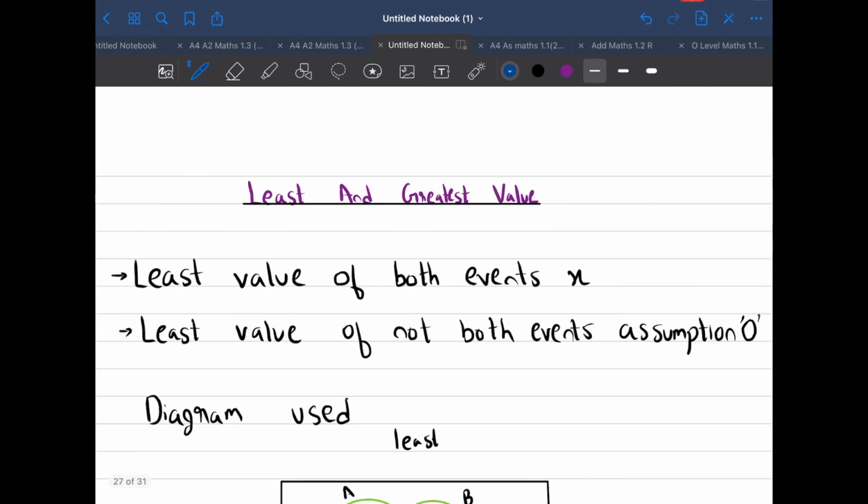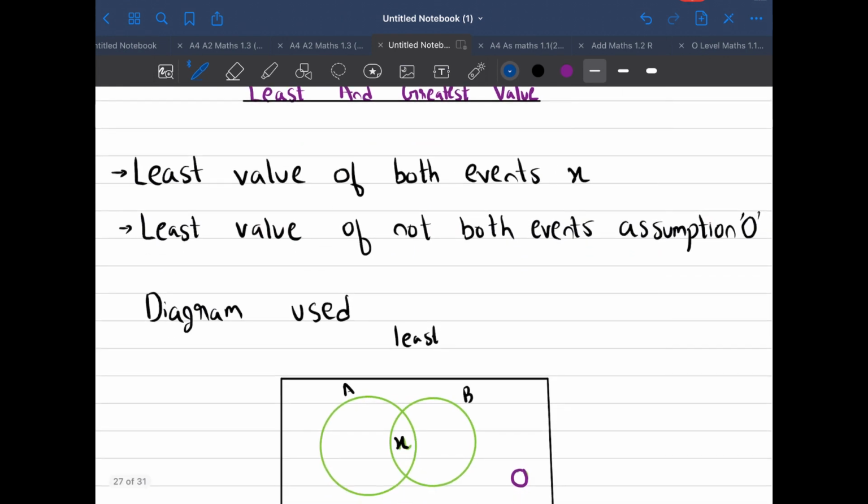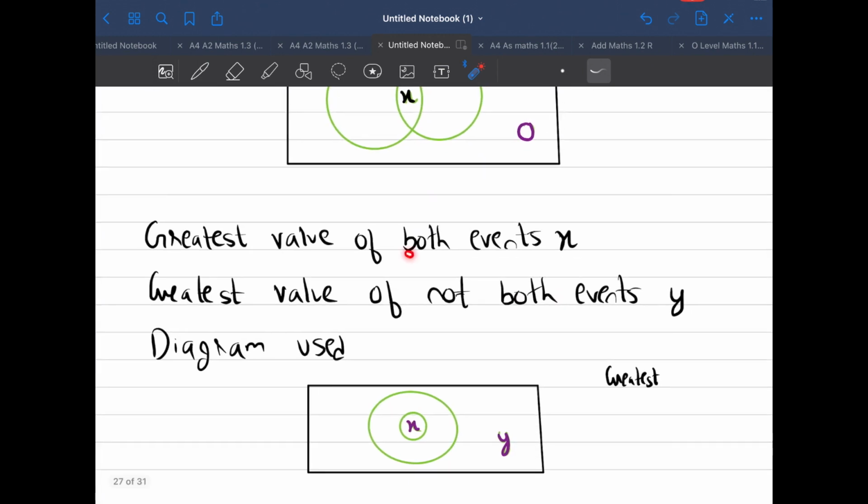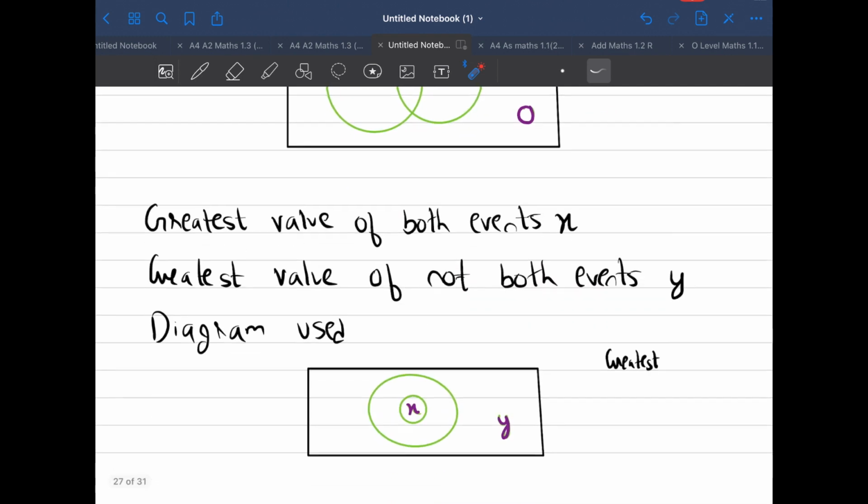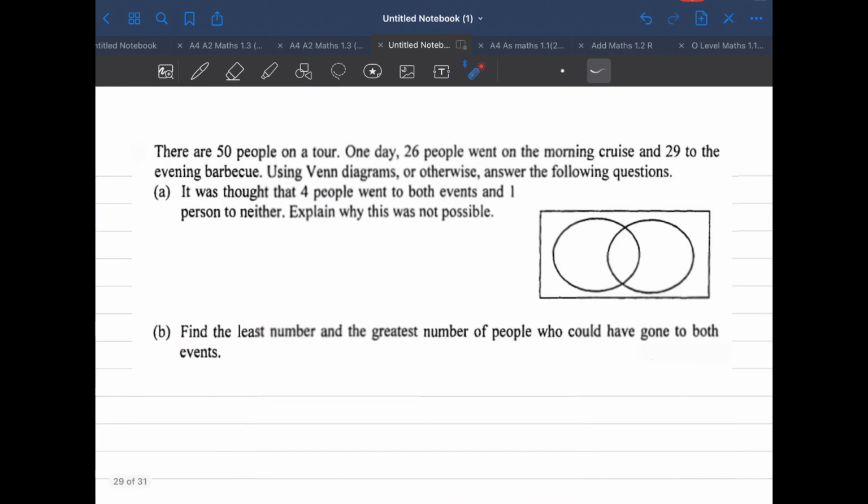So it's just that whenever the question involves the least value of both events, not both events, or the greatest value of both events, not both events, it's just about these two diagrams. Do you get this? Let's do one more example.